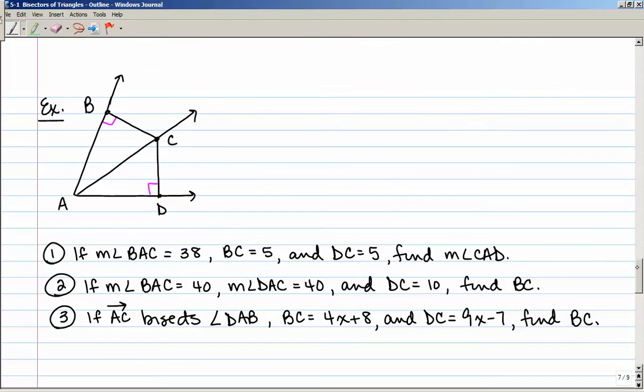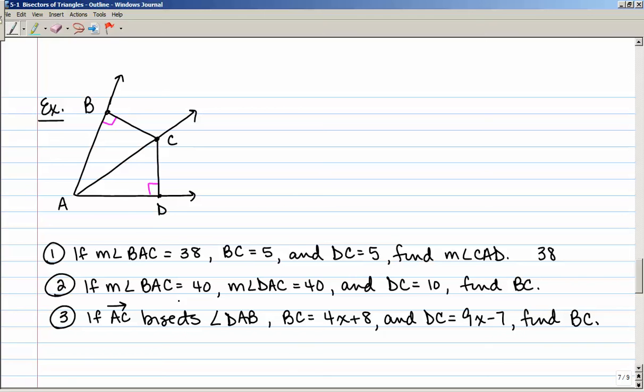Let's take a look at an example here. So we have angle BAD and ray AC. Notice we're not told anything about the measures of these angles here, but we do know that segment CD is perpendicular to AD and segment CB is perpendicular to AB. So if the measure of angle BAC, the smaller one on top, is 38 degrees, and BC is 5 units, and DC is 5 units, then find the measure of angle CAD. Well, if BC is the same length as CD, then the measure of angle CAD is also going to be 38 degrees.